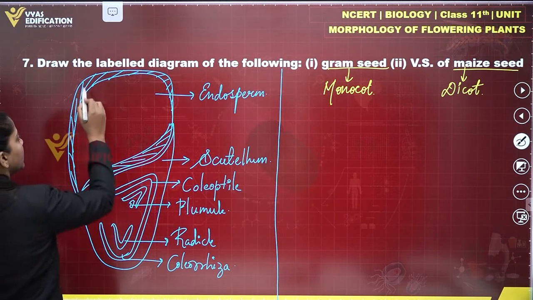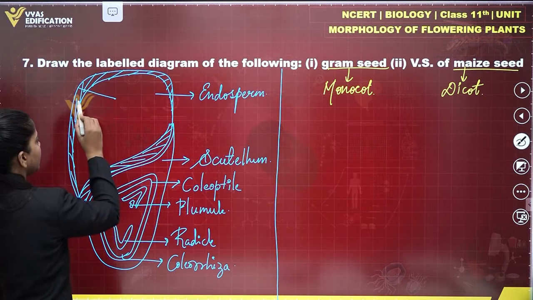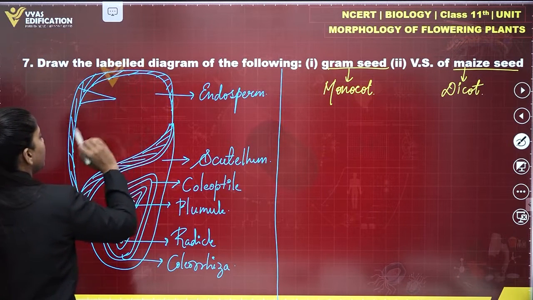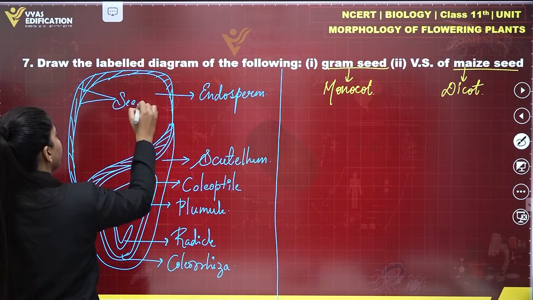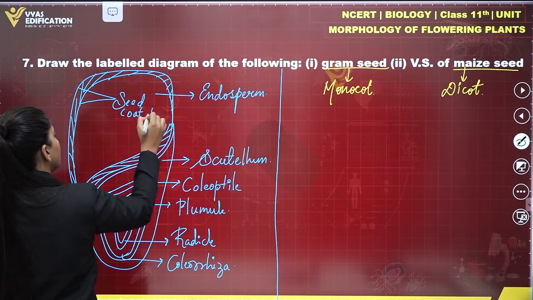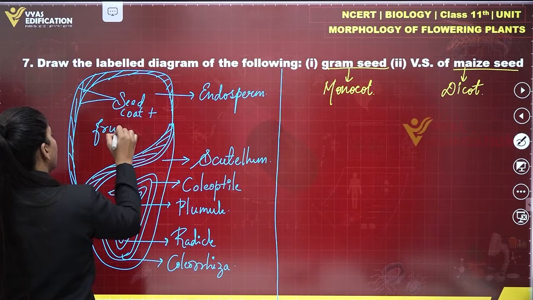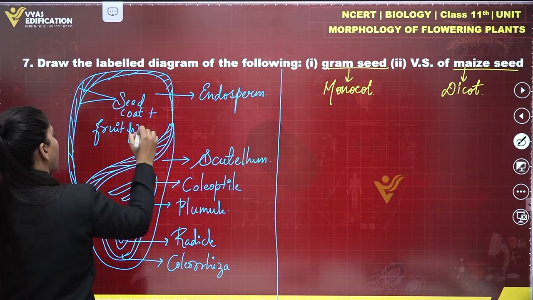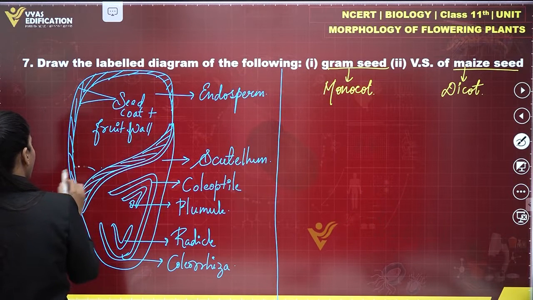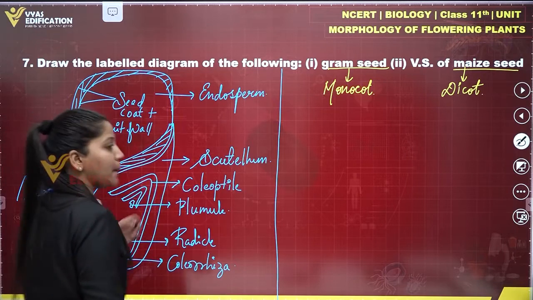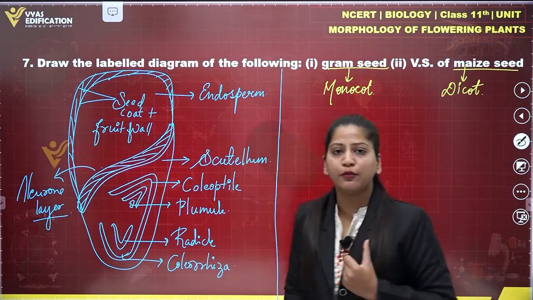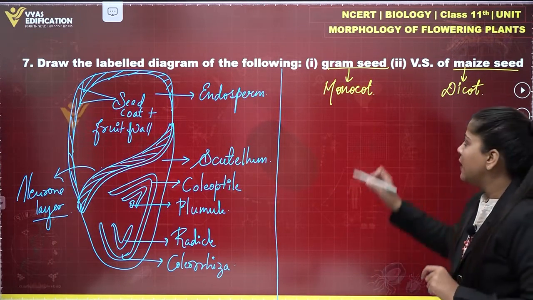Then if we talk about these parts, I am writing the names of these parts over here inside the endosperm. So these are seed coat and fruit wall. And this layer is known as aleurone layer. So this is the complete labeled diagram of monocot seed or the seed of gram.